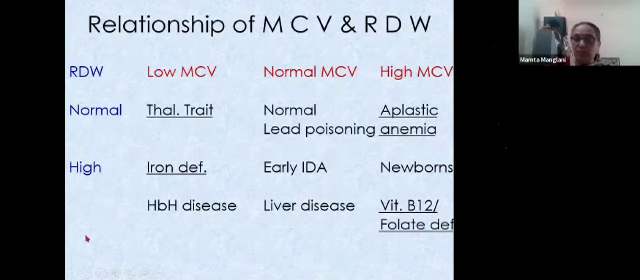If we remember just this much, we would be able to decipher, and also remember to differentiate thal trait from iron deficiency. Both will have a microcytosis. You'll have normal RDW in thal trait, high RDW in iron deficiency. These two things we must remember.